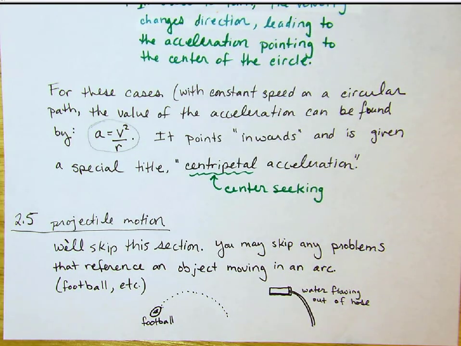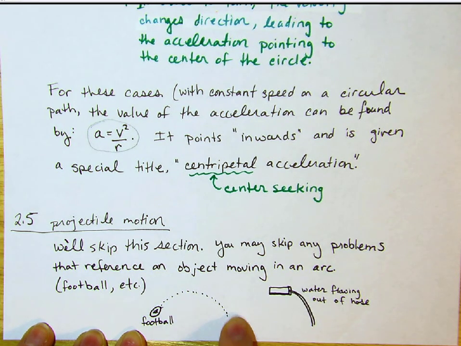For section 2.5, let's just skip it. It's called projectile motion. Right, but projectile motion is really just anything moving in an arc while gravity is pulling down on it and there's nothing else acting on it. So it's kind of like free fall, but also moving sideways. So like a football, once it's been kicked, we could say is in free fall, but it's also moving in an arc. So we're just going to skip that.